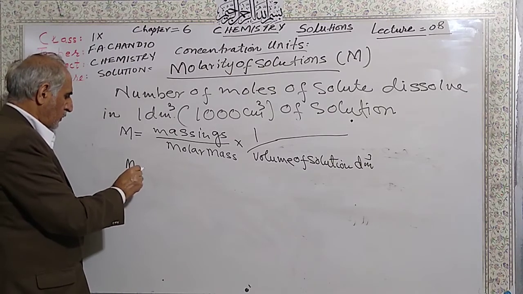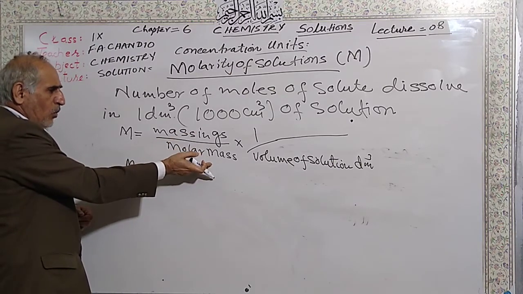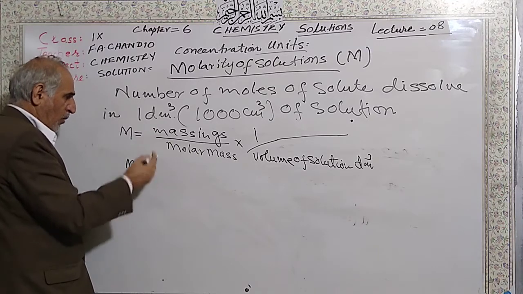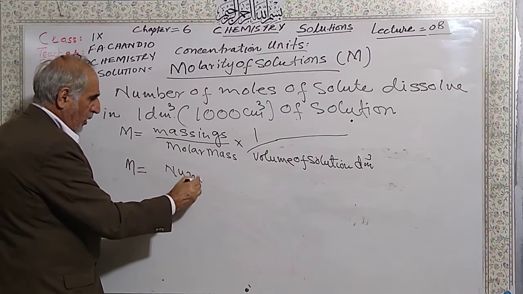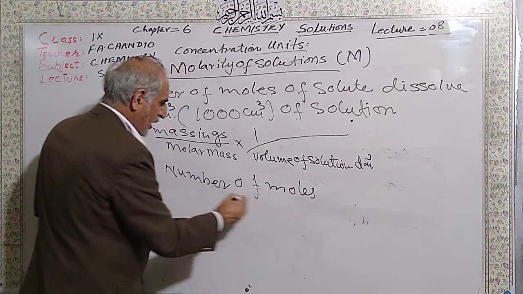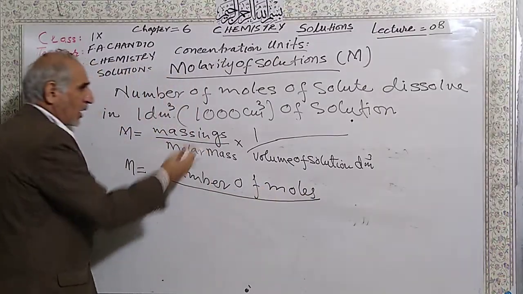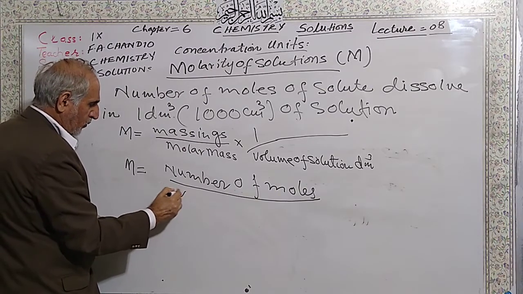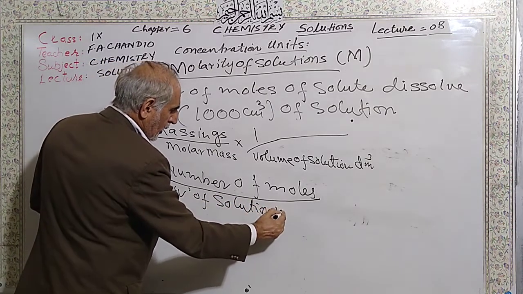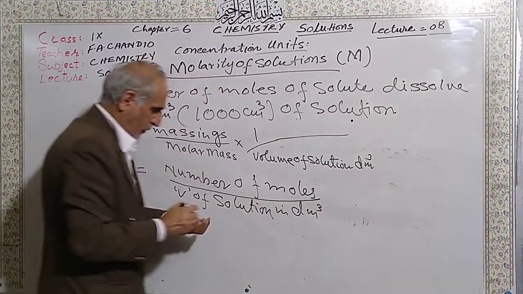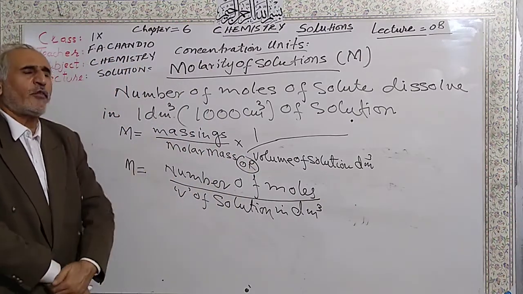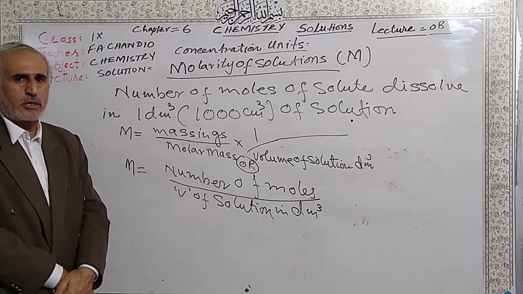Mass in gram divided by molar mass is called moles. So the formula of molarity is number of moles of solute, according to the definition, over volume of solution in decimeter cube. So both are the same, no difference between them. You can use both formulas.